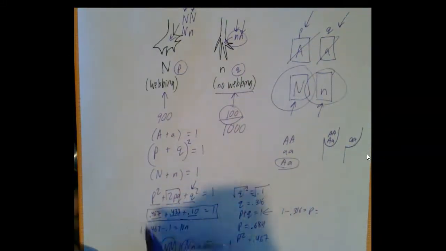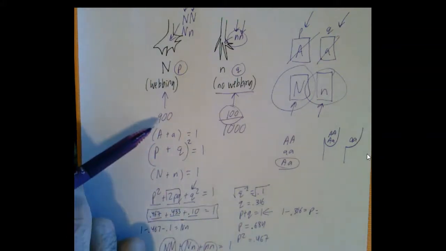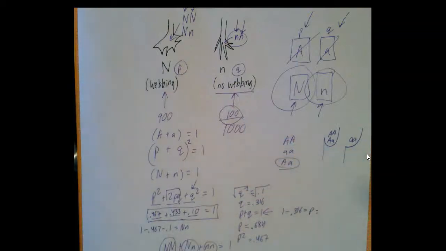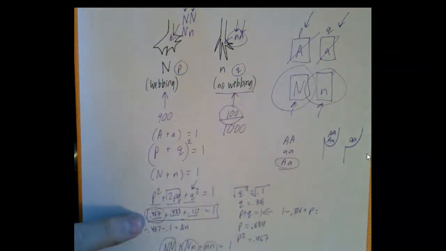So now I know that this value, this is basically the answer, right? And the question was, what percent of the population of 900 webbed feet and 100 non-webbed feet, what is the allele frequency of the big N's and little n's? Well, based on that, 46.7% of the birds have big N, big N. 43.3% of them have big N, little n, and 10% of them, the part that I knew from the question, have the feet that are not webbed.